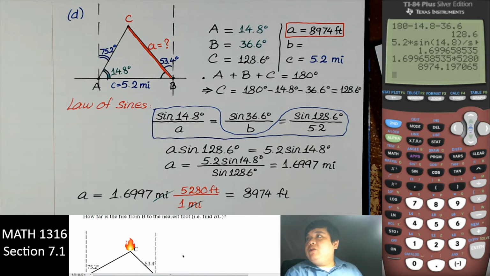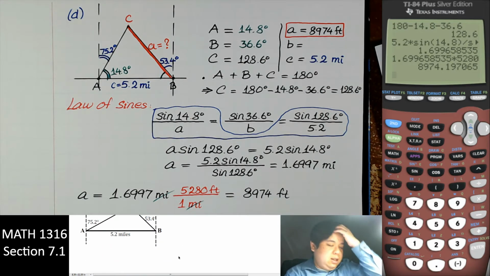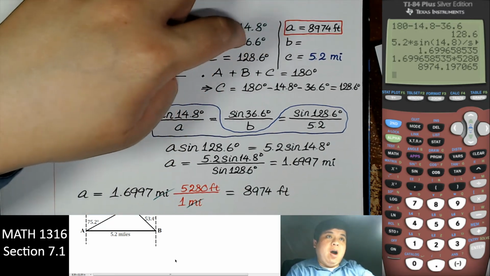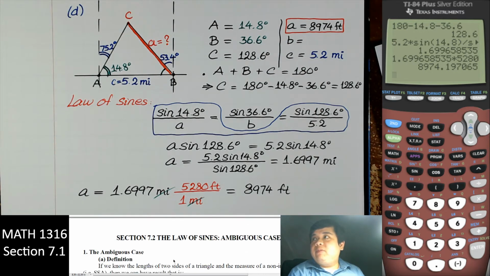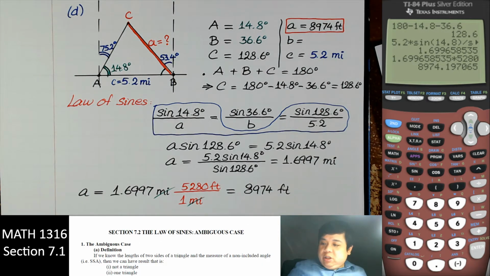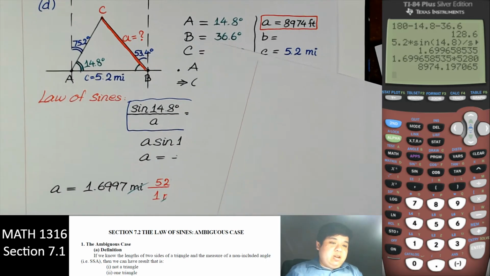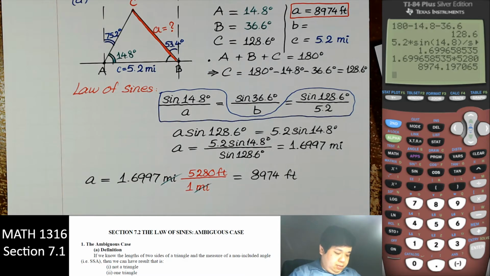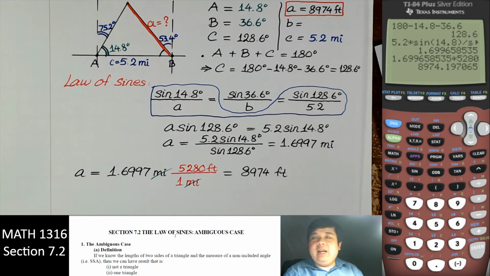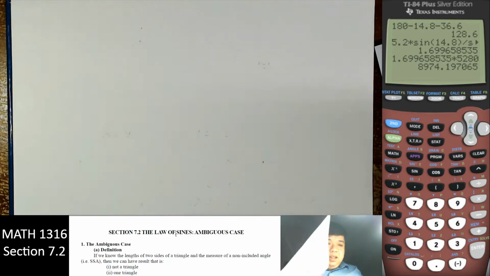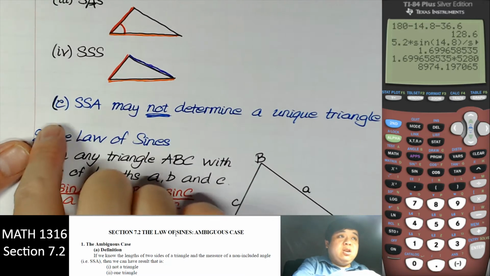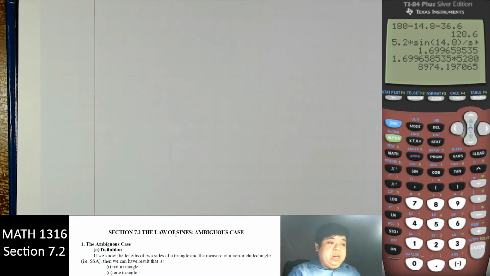So that's simple enough. Once again, the law of sines is useful when we have a pair of opposite side and angle. With that we go to the next section, section 7.2. We're still using the law of sines here, but this is the special case, where we may or may not have a unique solution.